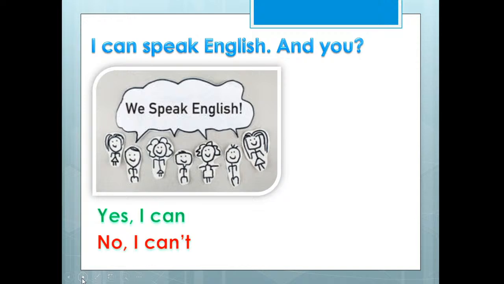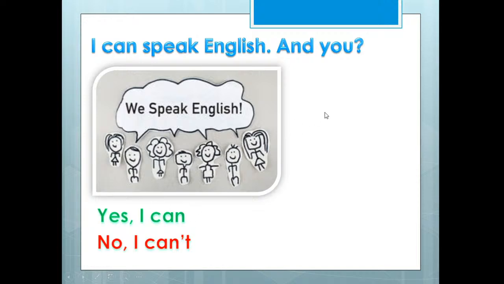So guys, let's play a game. This game will be like this. I'm gonna ask something that you can or that you can't do, right? Let's use the first example. For example, we can speak English. So we use the modal can to say if you can or if you can't do something. If you can speak English, you can answer, yes I can.